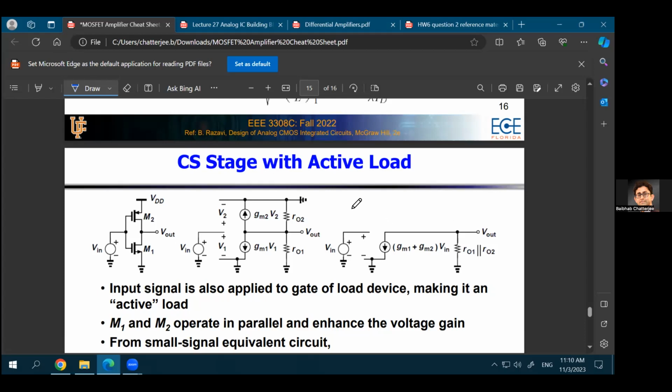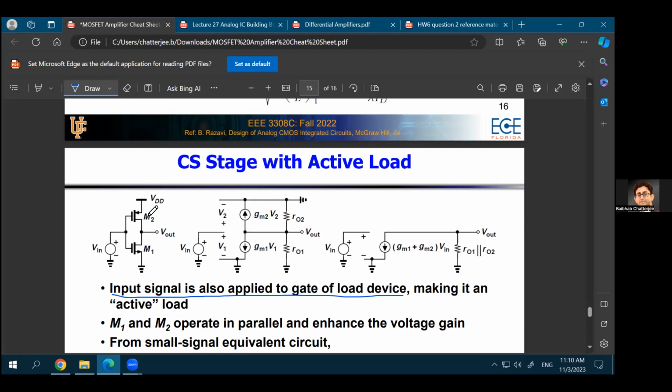All right. Now you can have a variant of the current source load where you can also apply the input signal to the gate of the load device. Let's say you have already biased the M1 and M2 transistors by some means. Let's not go into the details of biasing the M1 and M2 transistors. We'll discuss that in a moment. But for now, let's just assume that somehow you have made sure that M1 and M2 transistors are both biased in saturation. Because if you don't bias in saturation, you'll not be able to use the equations that we have been learning till now. Those equations are only valid for saturation, right?